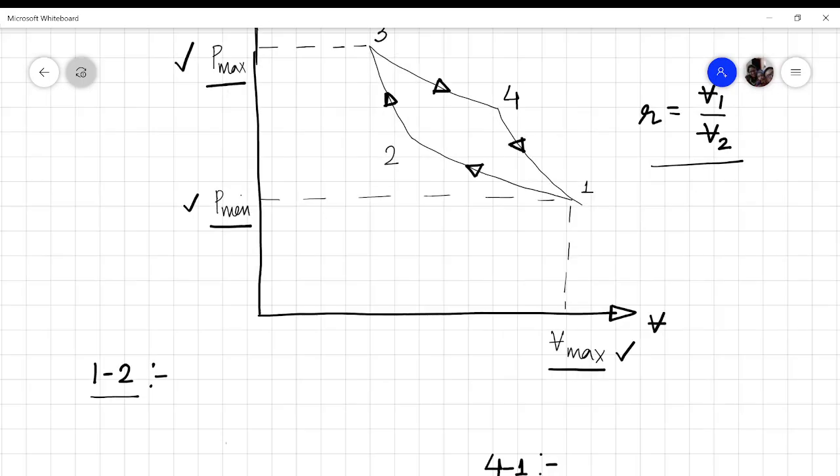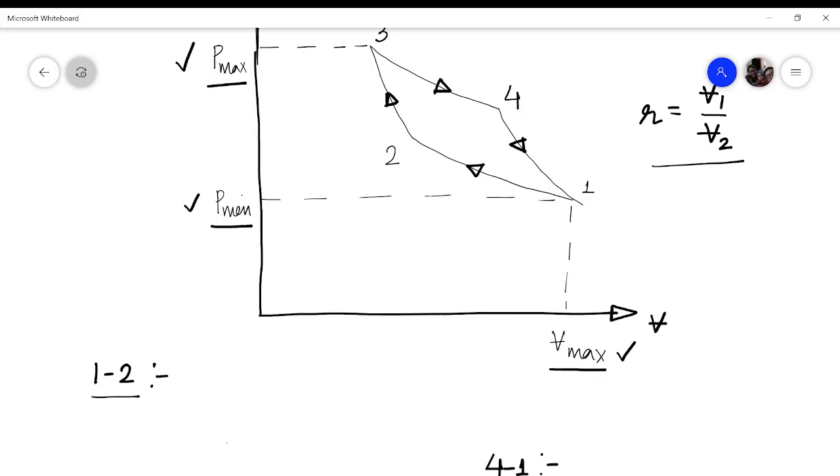If I look at process 1 to 2, this is a reversible isothermal process, for which I can write PV is a constant. Let us say this constant is C1. So I can write P2V2 is equal to P1V1, and that is C1, because both points 2 and 1 are lying on this particular process.